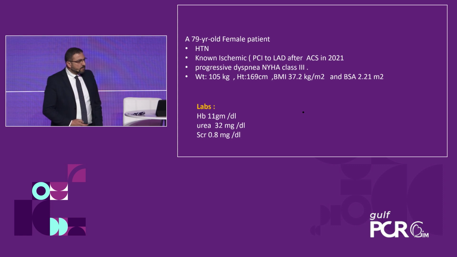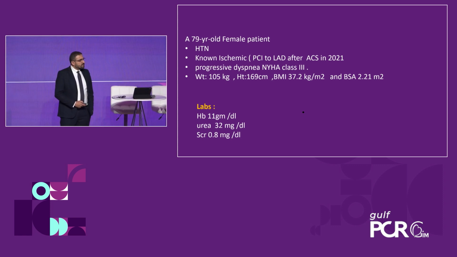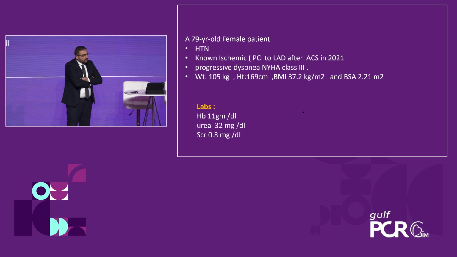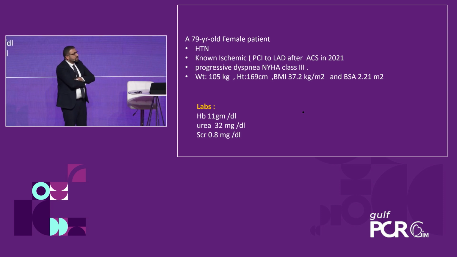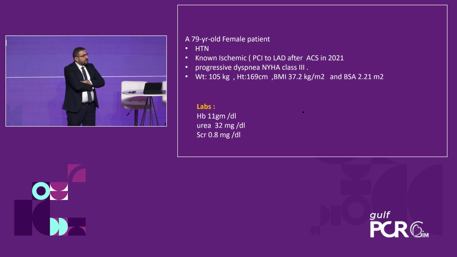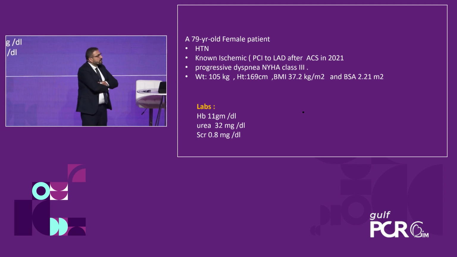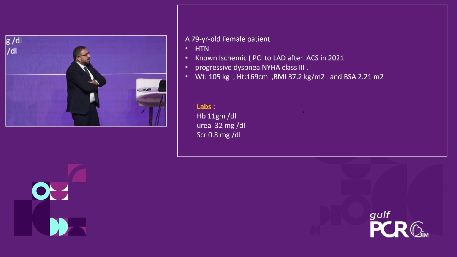So this was a case that was done by our team in Ain Shams University in Cairo 6 months ago. She was a 79 year old female patient who was hypertensive. She was known to have ischemic heart disease with a PCI to the LAD done 3 years before, after an acute coronary syndrome. She now presents with symptomatic severe aortic stenosis with shortness of breath. You can appreciate that the patient is really obese, with a weight of 105 kilograms, average height, and a body surface area of 2.2.